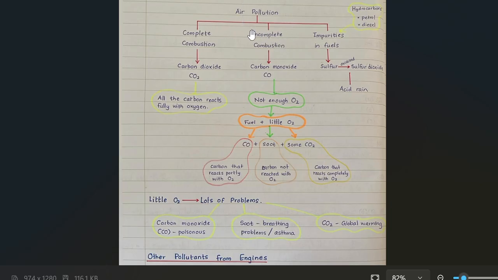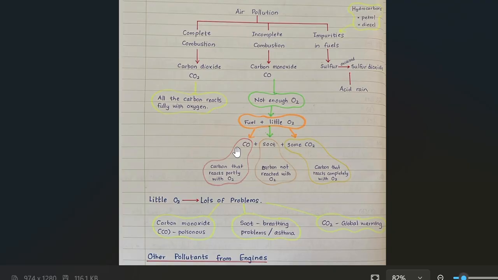So here, basically, in air pollution we can say that there are three things happening. There's complete combustion, which is producing carbon dioxide, right? Carbon dioxide means all the carbon reacts fully with oxygen. Then there's incomplete combustion happening, producing carbon monoxide. Why is it producing carbon monoxide? Because there's not enough oxygen to react with the carbon. So the fuel plus little oxygen will give out carbon monoxide.